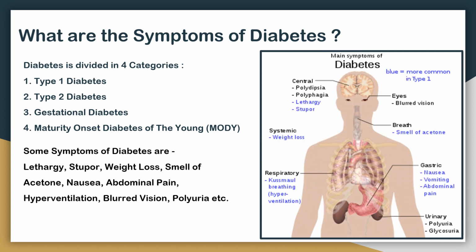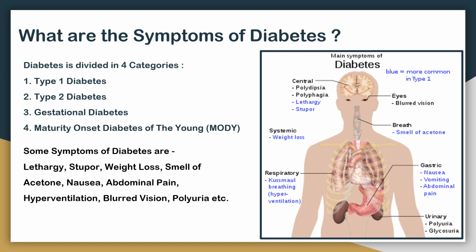What are the symptoms of diabetes? To understand the symptoms of diabetes, we need to understand the categories of diabetes. There are four main natural and basic categories: type 1 diabetes, type 2 diabetes, gestational diabetes, and the fourth category, maturity onset diabetes of the young, commonly known as MODY. In this presentation, we'll be covering only type 1 and type 2 diabetes.